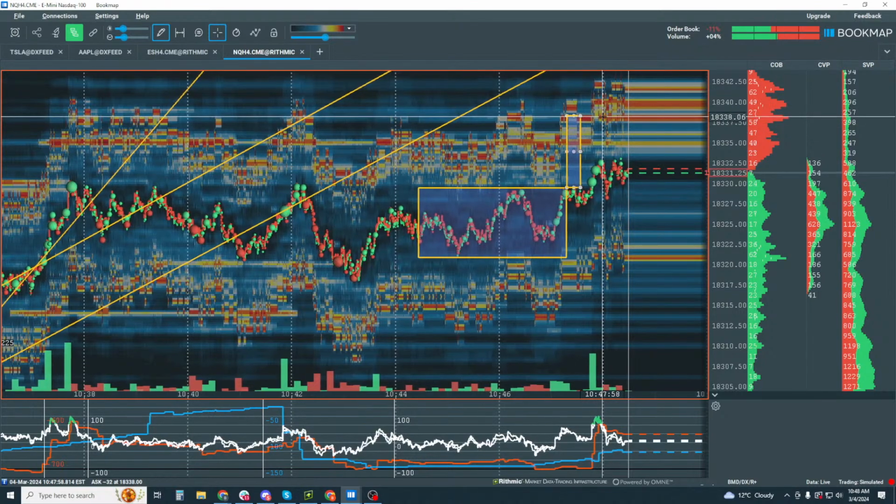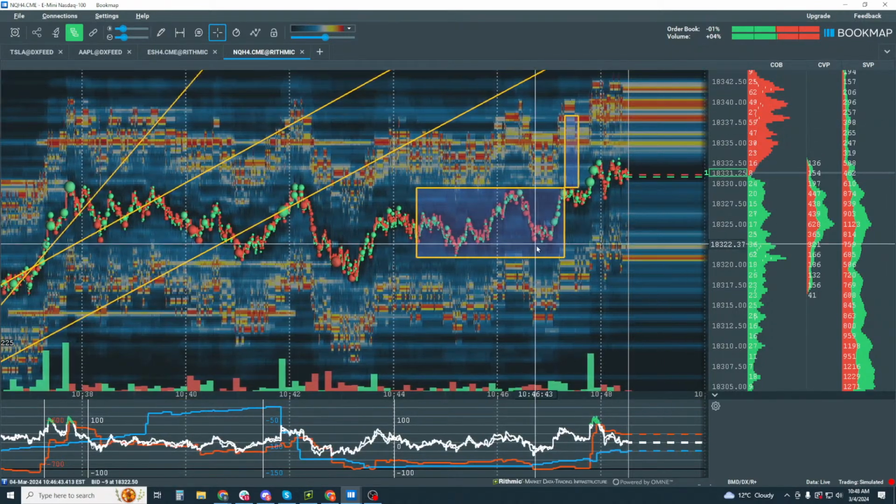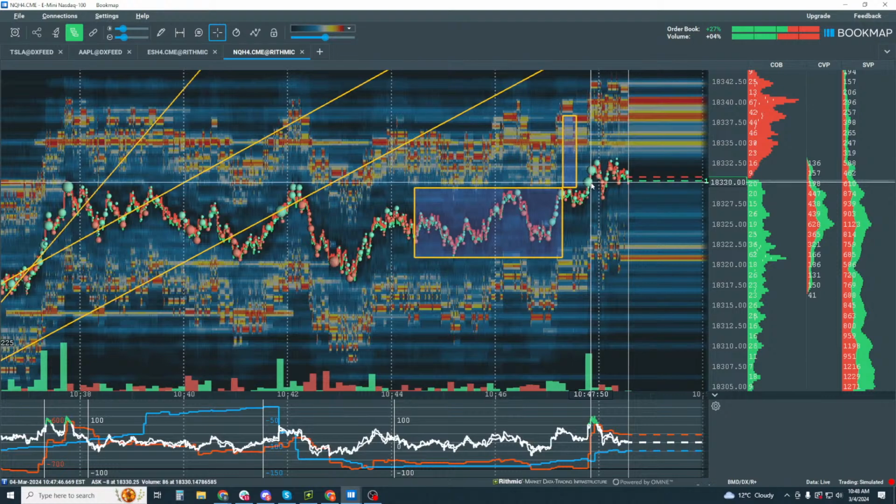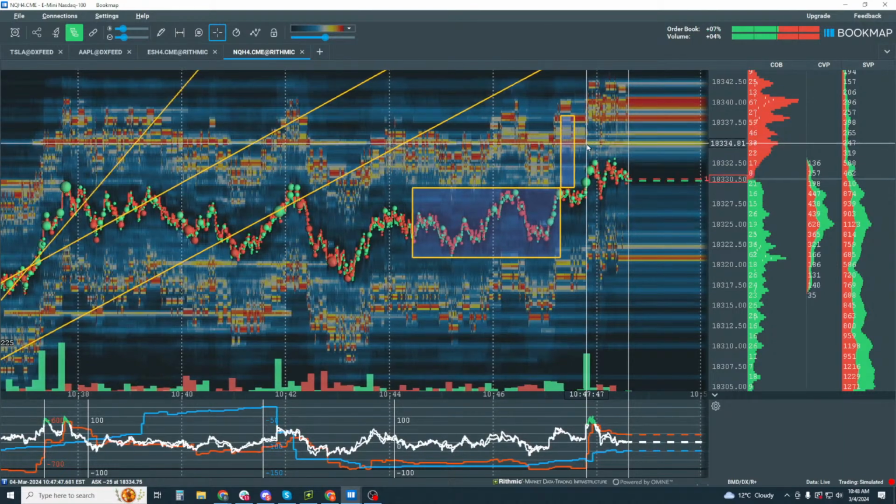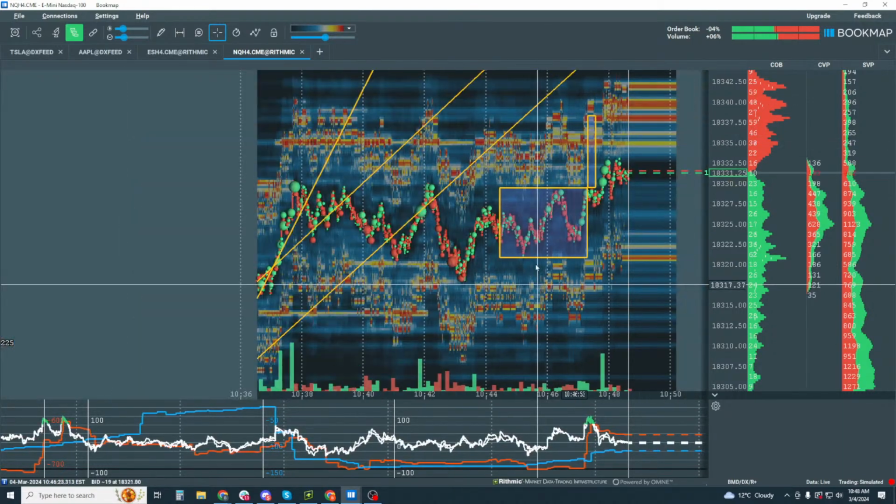I don't know, somewhere around this 38 looks pretty good. Okay, right now we've just gotten through our 30. We're still looking for 35 liquidity up here.